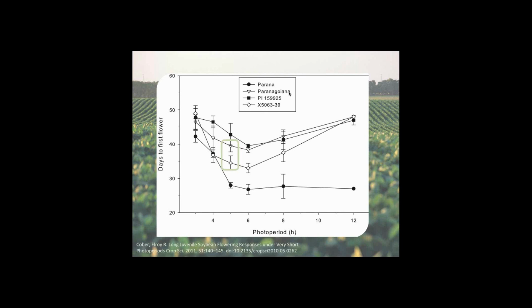So if you compare the X line to Pranagoyana, which here will have different genetic backgrounds but the same long juvenile allele, we can see that there is some slight variation. So I think that this shows that genetic background is going to play a role in days to flower. And then if you compare and contrast Pranagoyana to PI 159925, which yes, had different genetic backgrounds, I think the question also arises, could this phenotypic difference that we see be attributed to different alleles at the long juvenile locus?